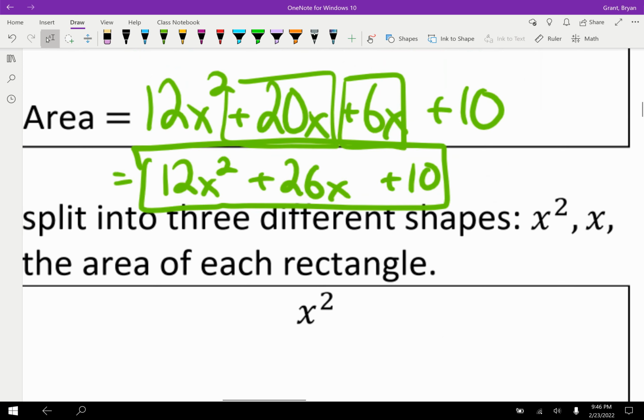That's kind of like this answer we got before. I had 12 of these x squareds, 26 of these x's, and 10. We could say these are 10 1s if you want. 1 plus 1 plus 1 plus 1 is all the way up to 10, right? 10 1s. And they don't go together.